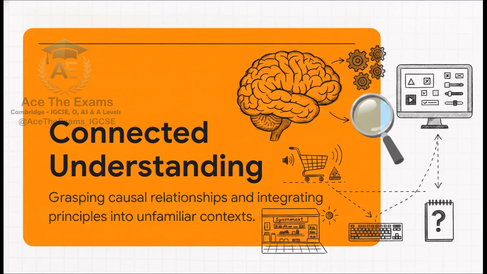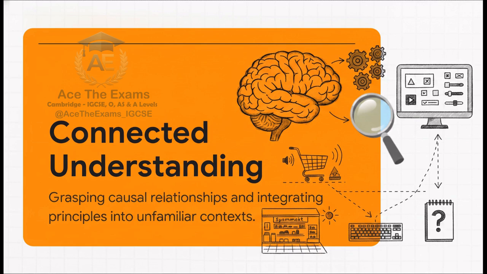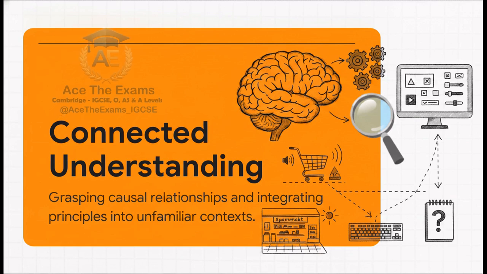So what does this actually mean for you when you're sitting at that desk? It means that if the exam throws you a curveball and asks about designing a GUI for a self-service checkout in a chaotic, noisy supermarket, you can't just write down a generic list of interface rules. You have to actively connect the GUI design to those specific environmental constraints.